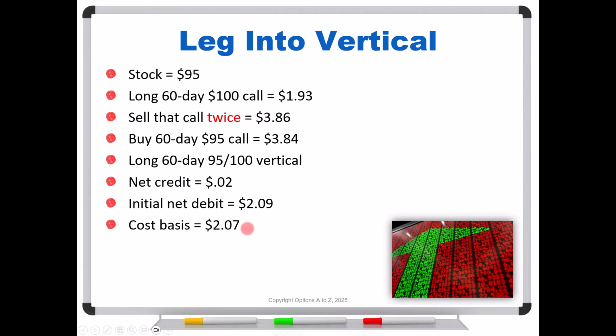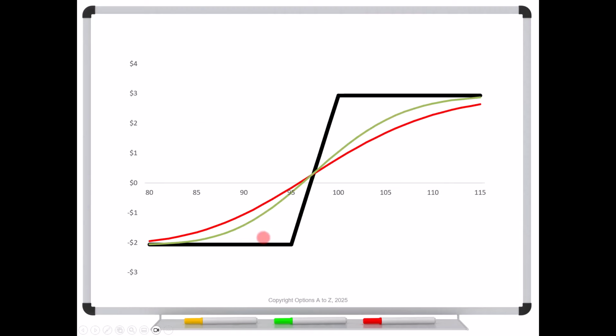So now your cost basis is 207. So it's about the same. So now you're long the 95-100 vertical for 207. So now this becomes your risk graph. And if you've got 207 into it, it's a 5-point spread. You're long the 95 call, short the 100. Most it can be worth is 5. So your maximum gain is 293. As with all spreads, you're probably never going to see the full 293. Probably not going to make a whole lot of sense to hold it that close to expiration.